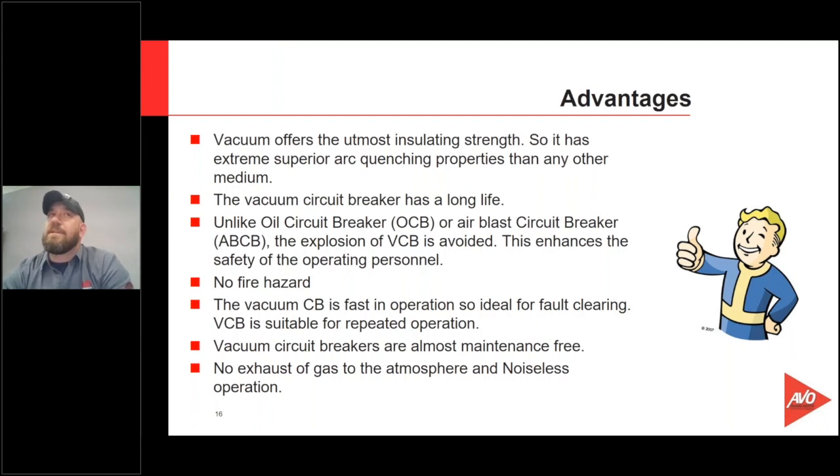There are some tests that we need to perform on this interrupter, and we'll get into that a little bit later. The vacuum interrupter is fast in operation, so ideal for fault clearing. It is suitable for repeated operation. There's no exhaust of gas to the atmosphere and noiseless operation, meaning that there are no spent gases. We don't have to worry about testing any type of oil. We don't have to worry about doing any type of cleaning, no arcing contacts or intermediate contacts or anything like that.